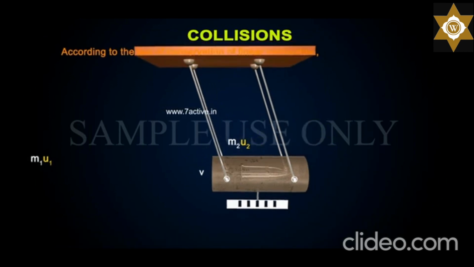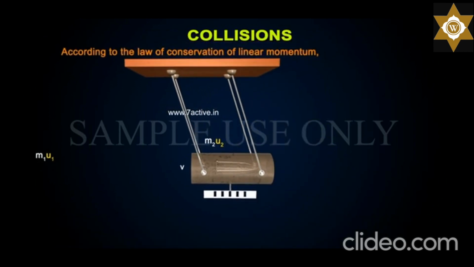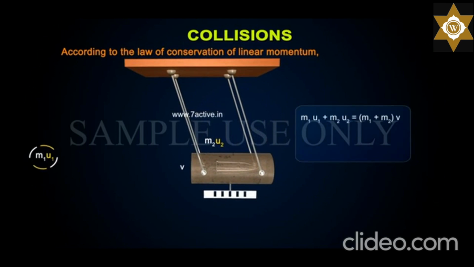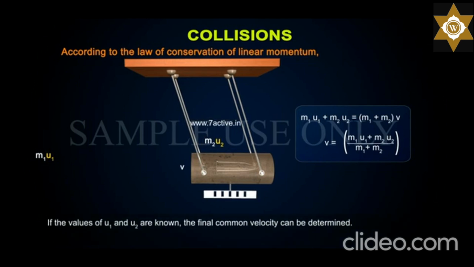Then, according to the law of conservation of linear momentum, m1 u1 plus m2 u2 is equal to (m1 plus m2) v. Therefore, v is equal to (m1 u1 plus m2 u2) divided by (m1 plus m2). If the values of u1 and u2 are known, the final common velocity can be determined.